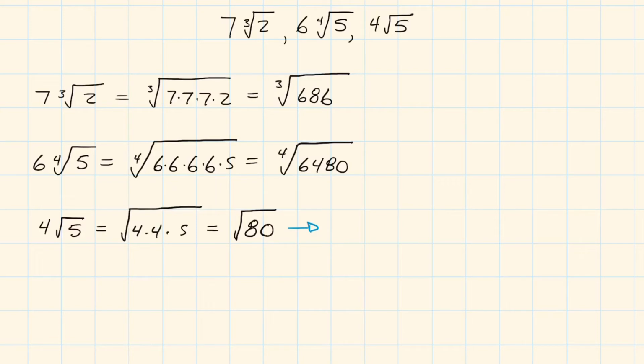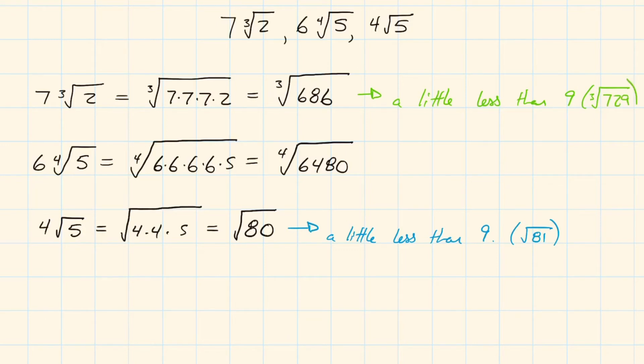So root 80 is the easiest, because I know it's really close to the square root of 81. And I know the square root of 81 is 9. So this is just slightly less than the square root of 81. So that seems like, okay, it's really just a touch less. Then I'll go to the cube root.